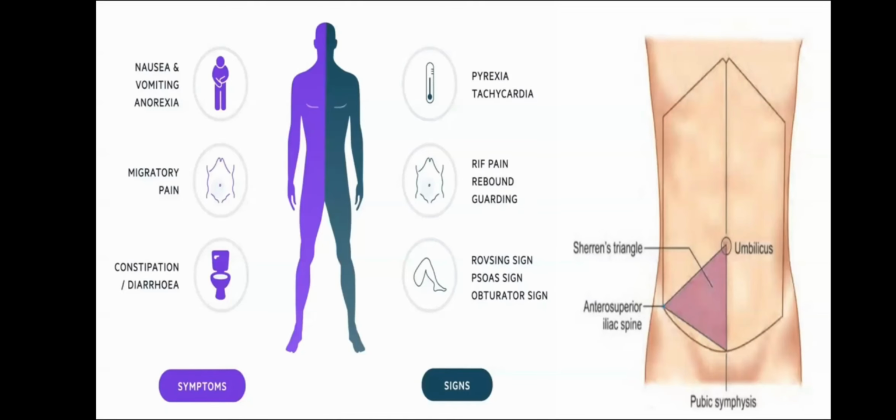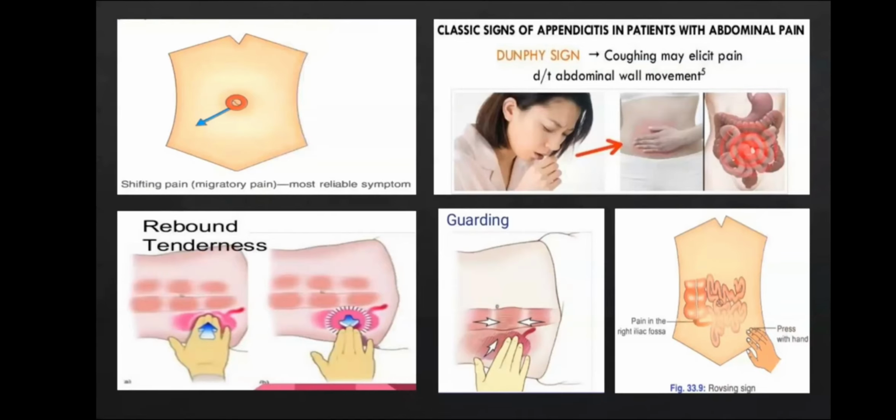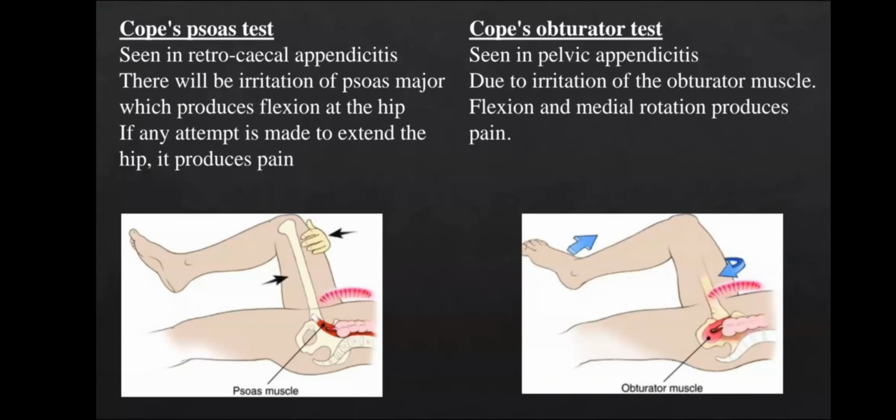So the pain is in the right iliac fossa and we press on the left iliac fossa. But when we press on the left iliac fossa, pain occurs in the right iliac fossa. That is due to the shift of the bowel loops. From the left iliac fossa, the loops get shifted to the right side, and this will irritate the parietal peritoneum. So there will be pain in the right iliac fossa. That is Rovsing's sign. Next, two tests are mentioned: the Cope psoas test and Cope's obturator test.